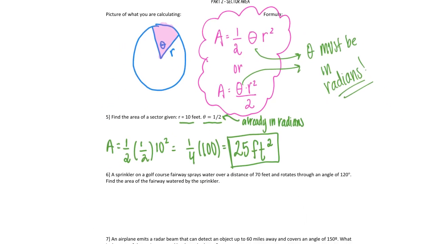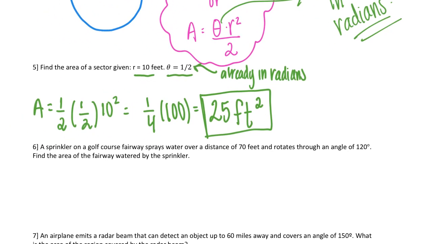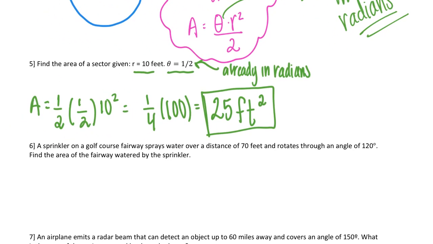Taking it to a word problem, if we look down here, all you golfers, maybe you watched the PGA tournament last weekend. You can think of that as we do this problem. A sprinkler on a golf course fairway sprays water over a distance of 70 feet. It rotates through an angle of 120 degrees. Find the area of the fairway watered by the sprinkler.